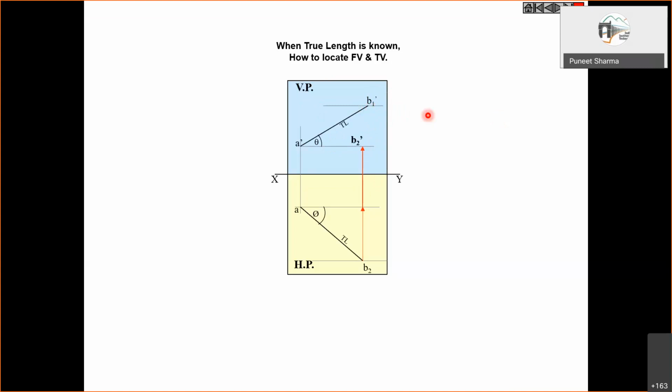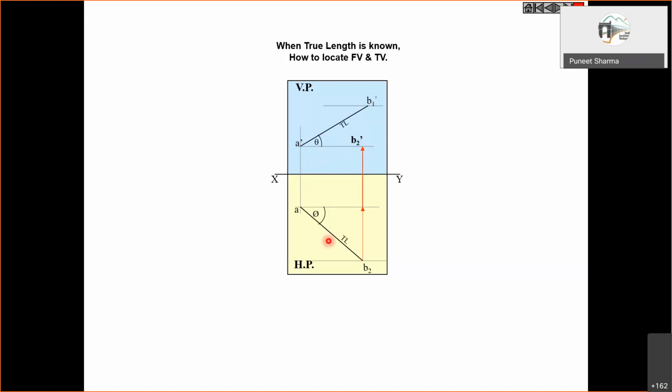Second thing is, as long as the inclination of the line is phi with the vertical plane, the length of the front view, whatever is available here, A dash B2 dash, will not get altered. It will remain this much only. As long as the inclination of the line is phi with the vertical plane, the length of the front view will be this much only. Only its orientation may vary.